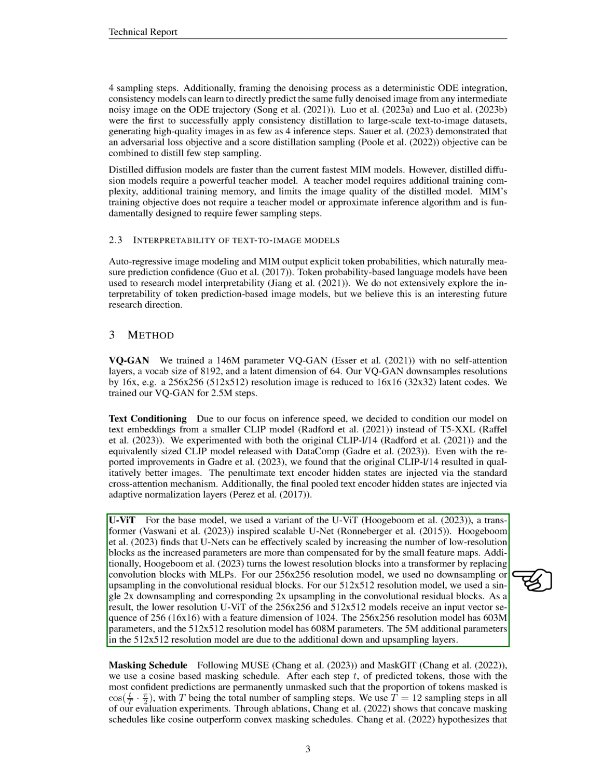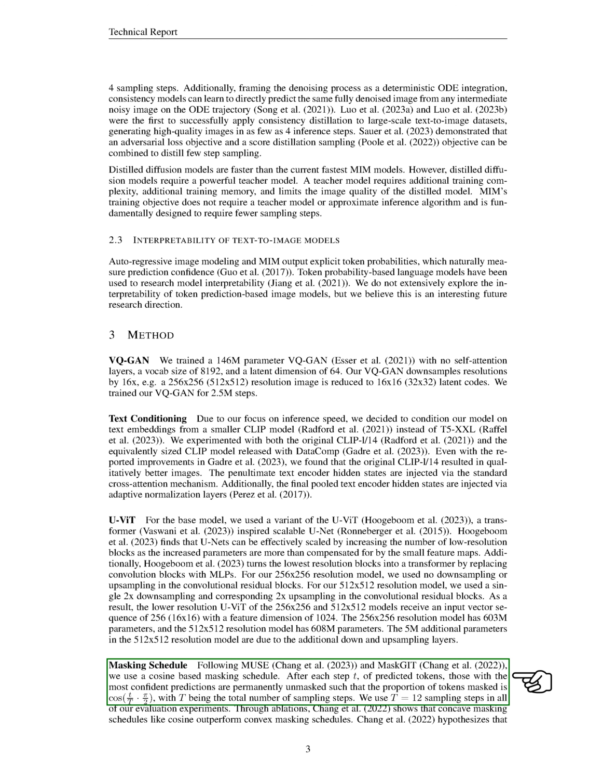The model with a resolution of 256 by 256 has 603 million parameters, and the model with a resolution of 512 by 512 has 608 million parameters. The extra 5 million parameters in the 512 by 512 model are due to the additional down and upsampling layers.